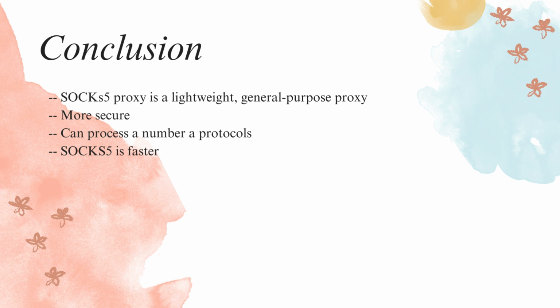UDP is faster and more efficient than TCP. SOCKS5 proxy is a lightweight general purpose proxy that sits at layer 5 of the OSI model, which is much faster than other proxies.